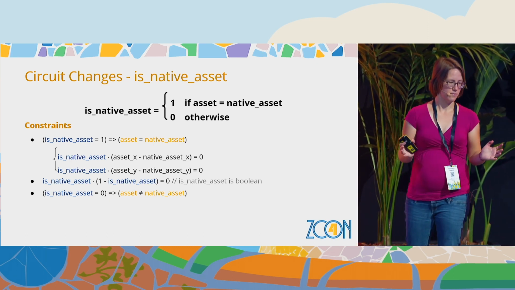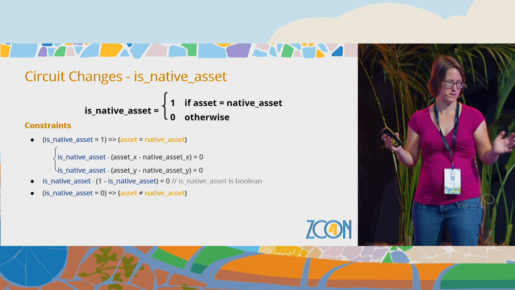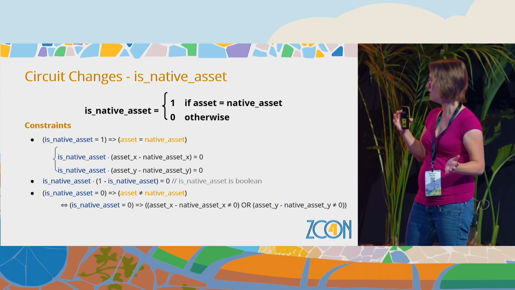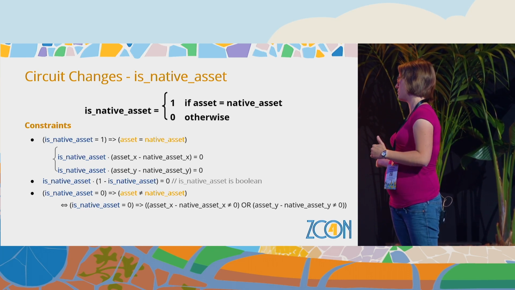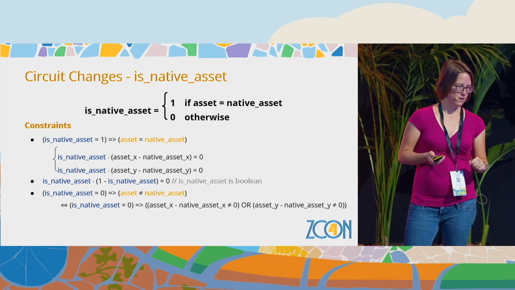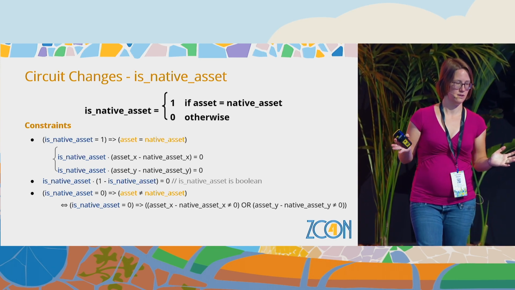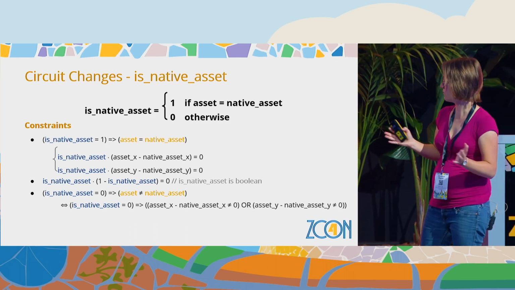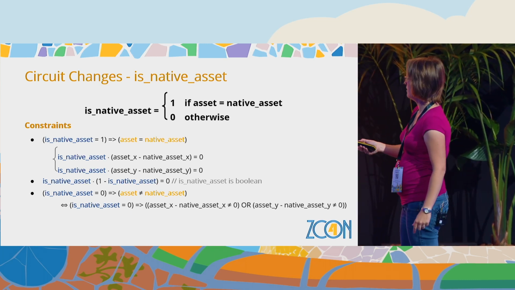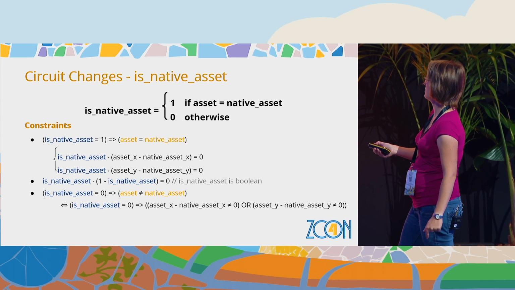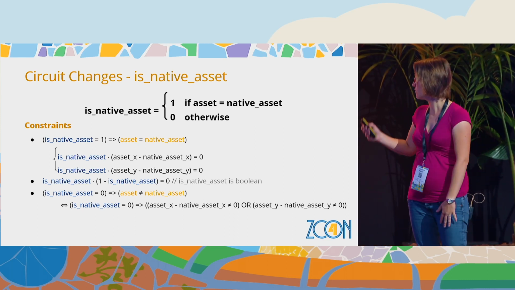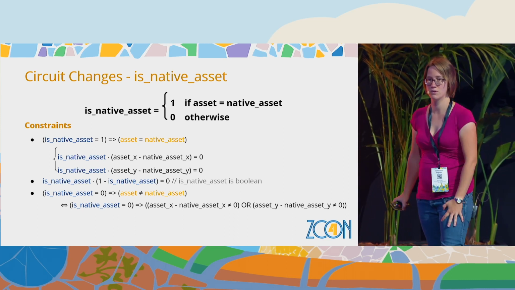As previously, we need to work only with Pallas base elements, so we need to use the coordinates. So if isNativeAsset is equal to 0, then asset x minus native asset x is not equal to 0, or asset y minus native asset y is not equal to 0. And we need to convert this constraint into a set of equations which are equal to 0. But how could we do that? How could we check that asset x minus native asset x is not equal to 0? How could we convert this part into an equation which is equal to 0?